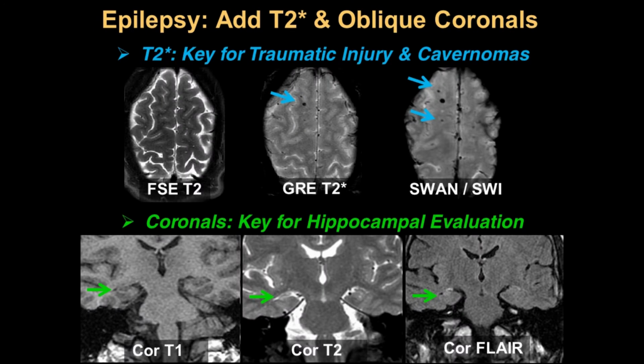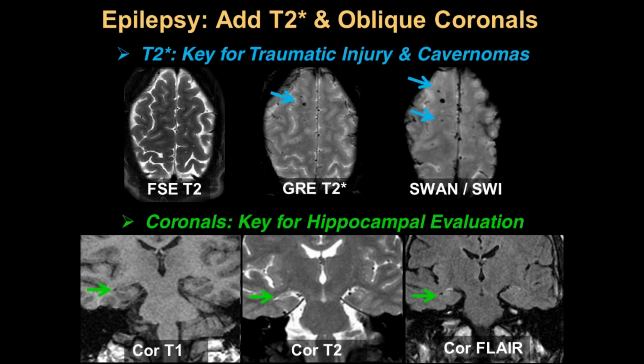Now, we also want to include a couple of additional sequences, and we'll see why as we go through our cases today. We want some sort of T2 star or susceptibility weighted scan, and that's to pick up cases like this, which is a post-traumatic epilepsy case, or, for example, with cavernous malformations. If we don't include T2 star, we'll miss these lesions, and even the smallest one can be a cause for seizures.